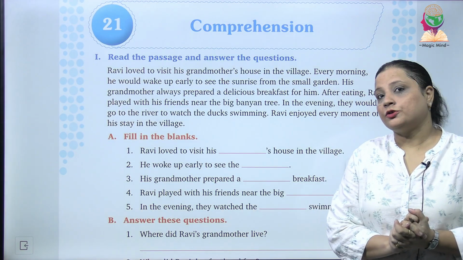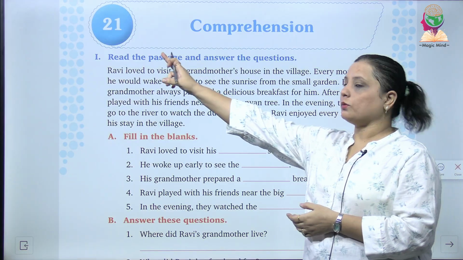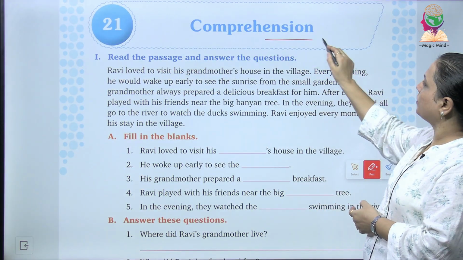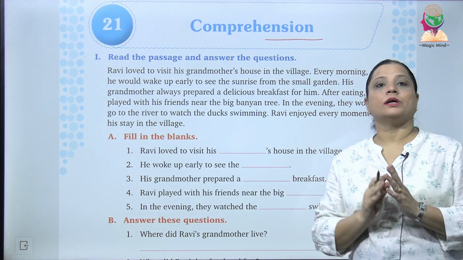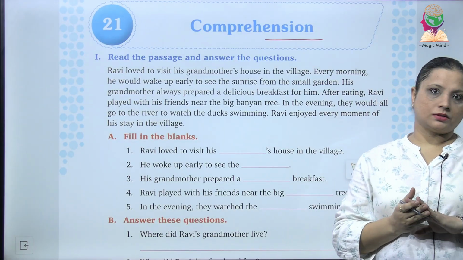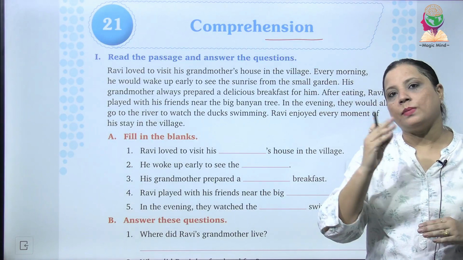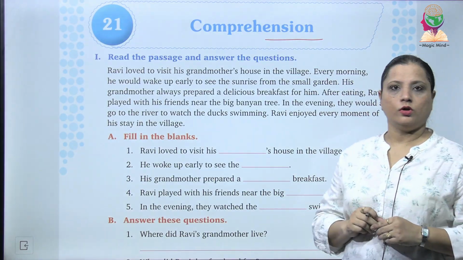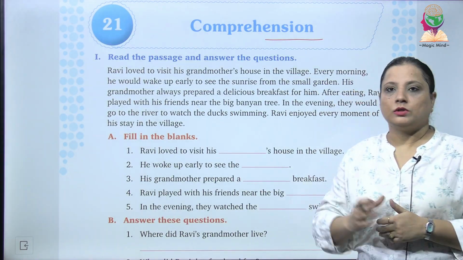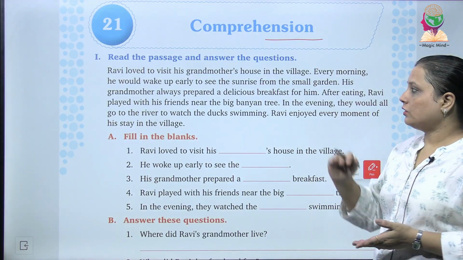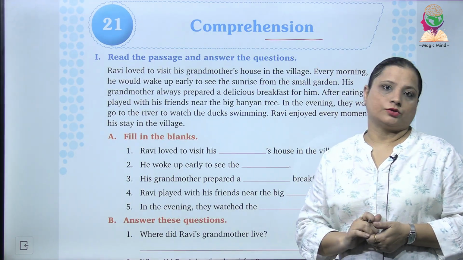Hello everyone. Today we will begin with chapter number 21, and that is Comprehension. What is a comprehension? A comprehension is basically a paragraph. It's an unread paragraph, a paragraph which you have not read before. You will read it randomly here only, and then you will answer the questions.